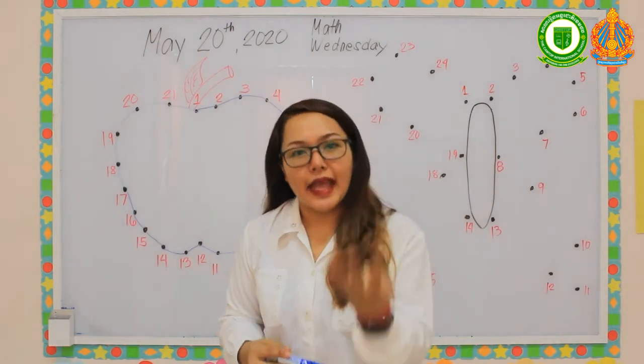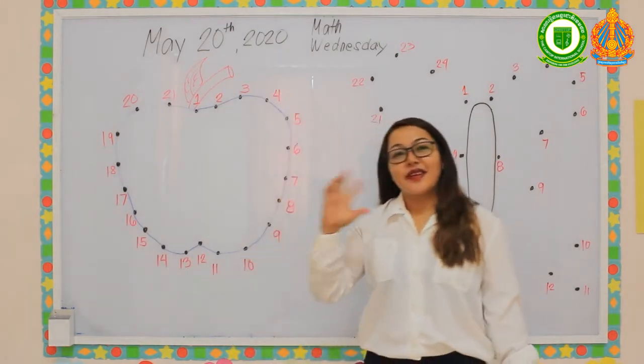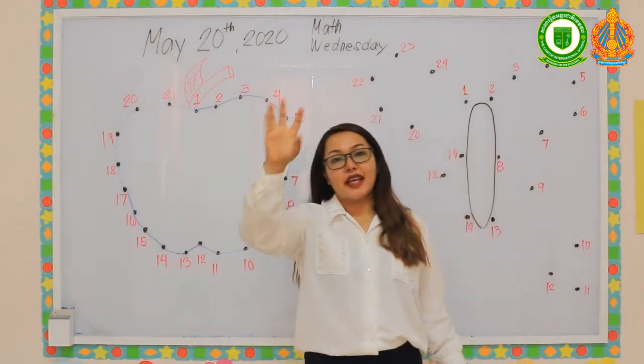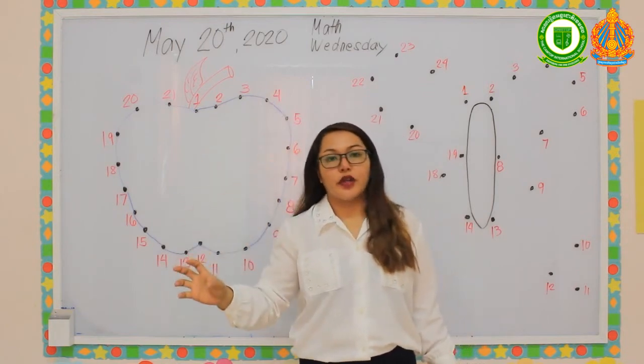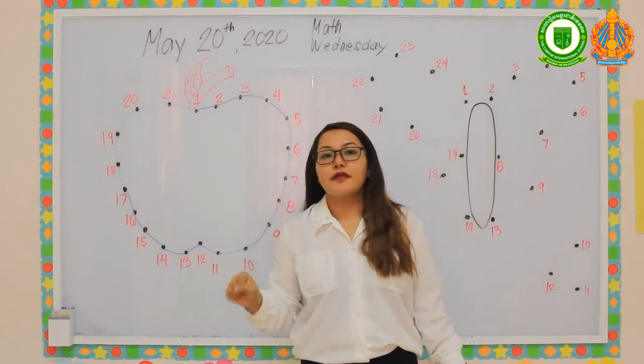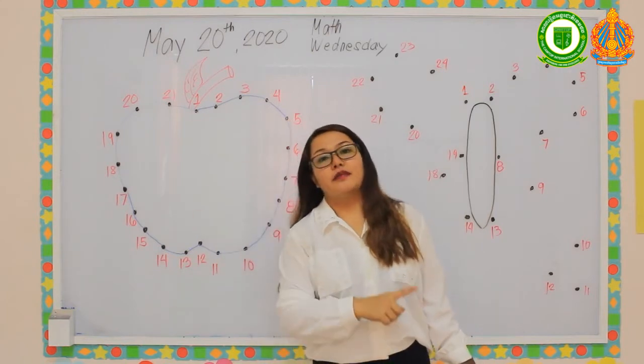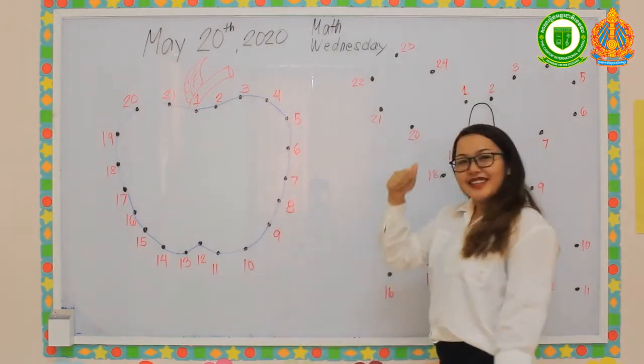Apple. Alright. So very easy, kids, right? You just need to connect the dots. The dots will always be available for you. You just need to connect them from 1 going up. Okay? Alright, so good job.